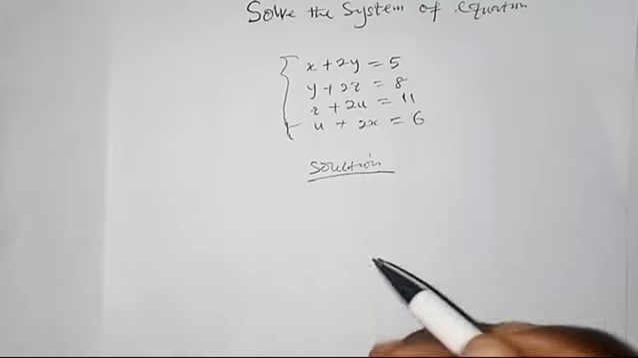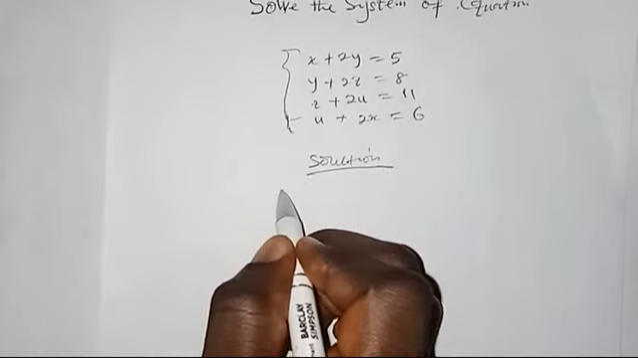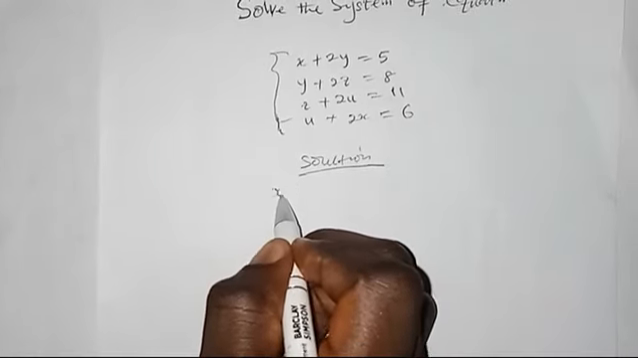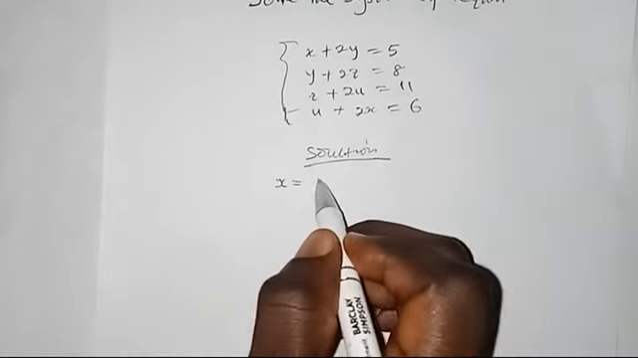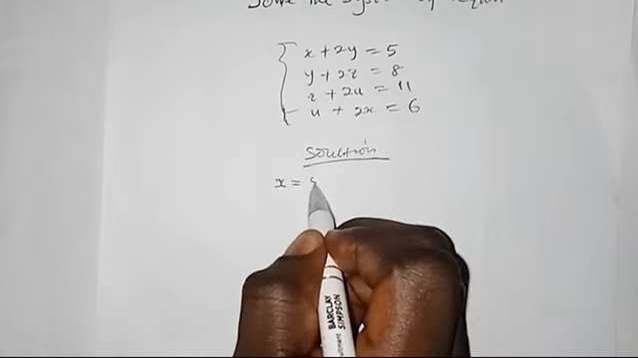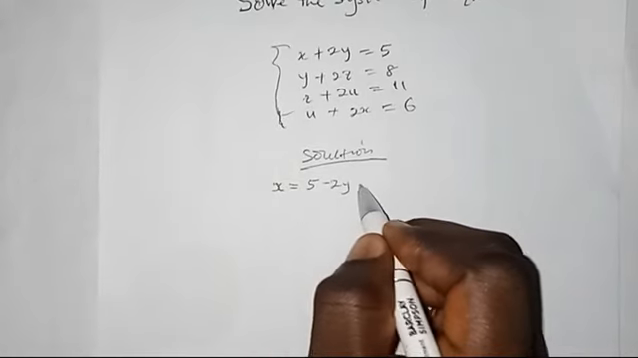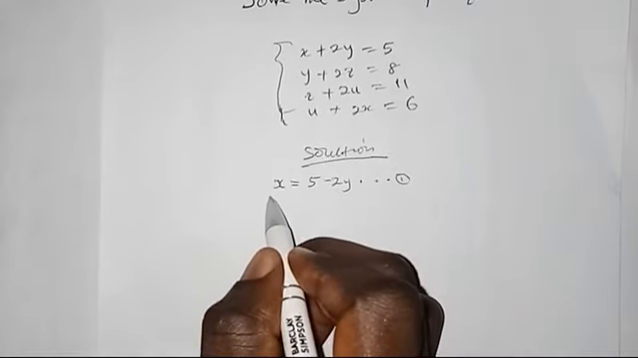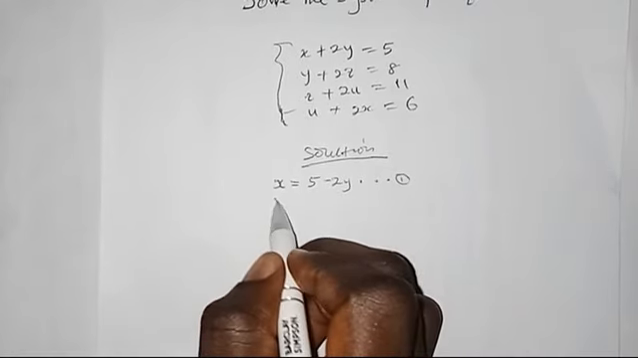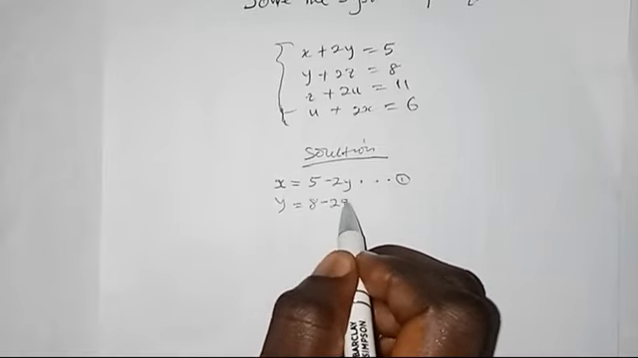Okay, so having said that, we're going to proceed right away. From the first equation there, we can make x the subject of the formula, which gives us that x is equal to 5 minus 2y. Okay, and then of course we can name this equation 1, and from the second equation there we can have that y will be equal to 8 minus 2z.